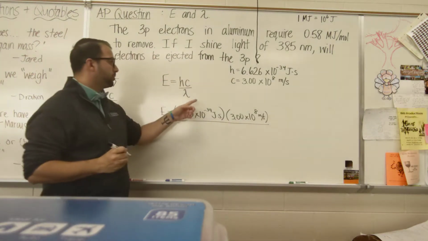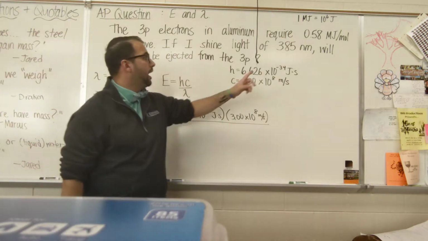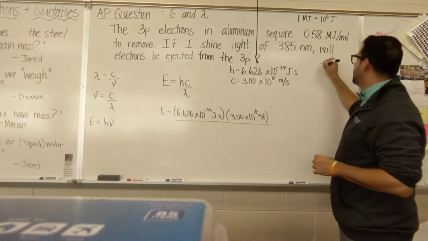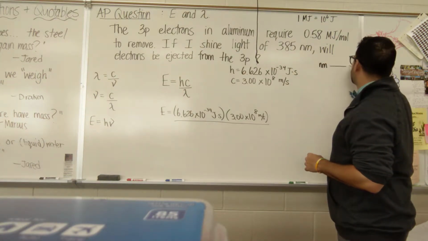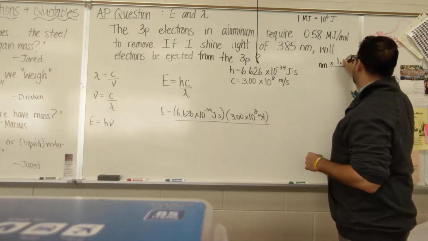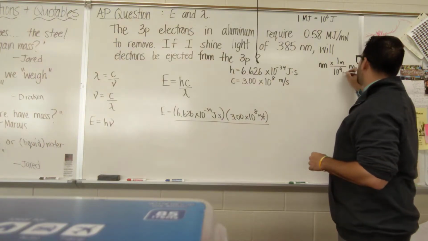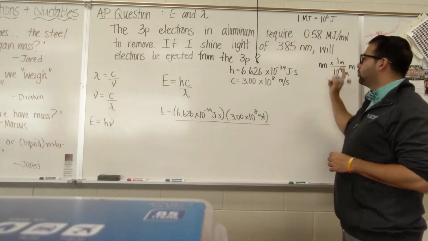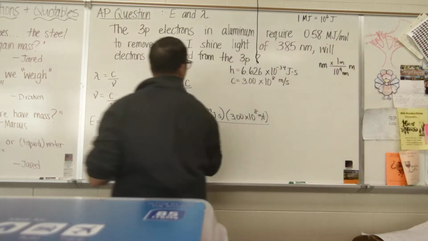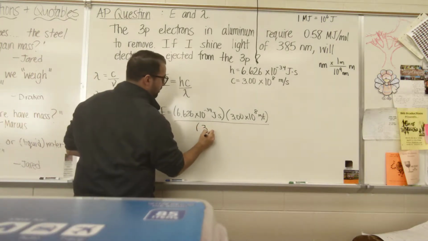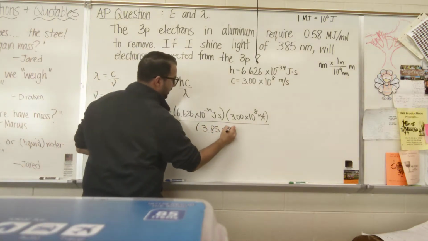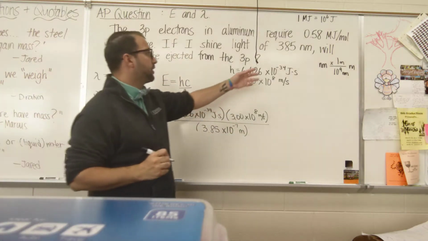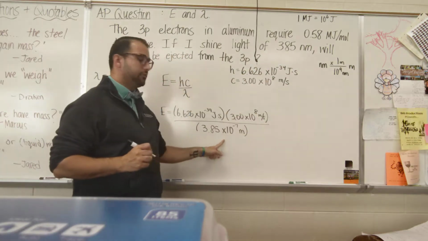Now notice how my units of speed of light are meters per second, and my wavelength is in nanometers. I have to convert nanometers to meters. Nanometers to meters is dividing by 10 to the 9th. There is 10 to the 9th nanometers in 1 meter. If I do that, I will get a wavelength of 3.85 times 10 to the minus 7th meter. Prove to yourself that converting 385 nanometers to meters gives you this number.